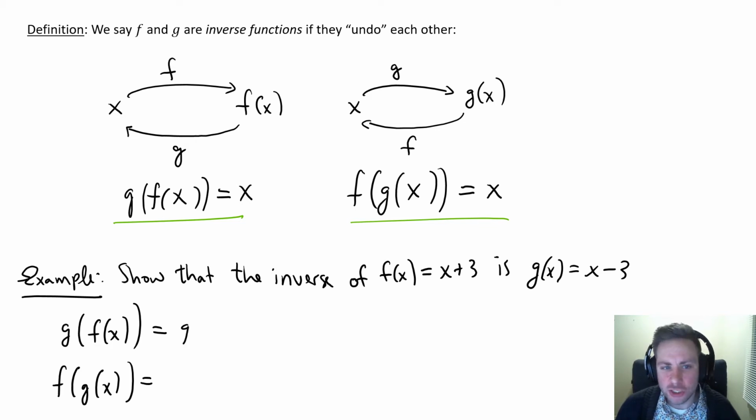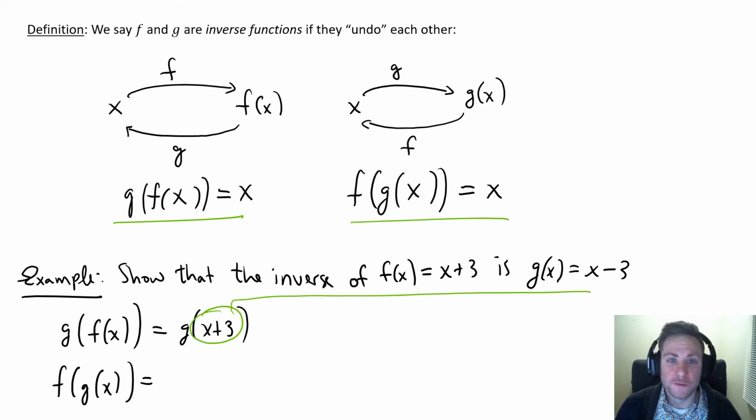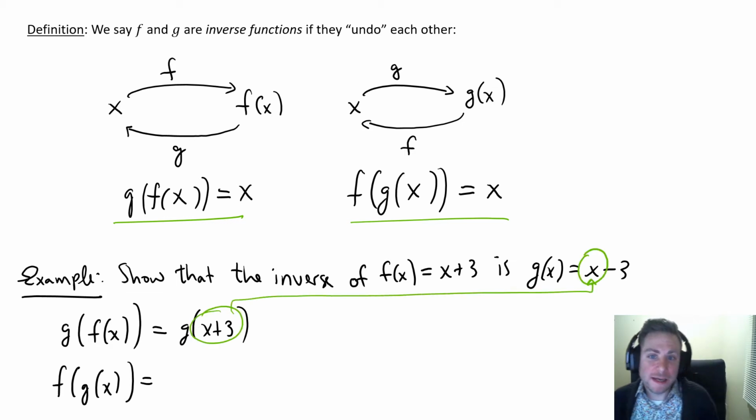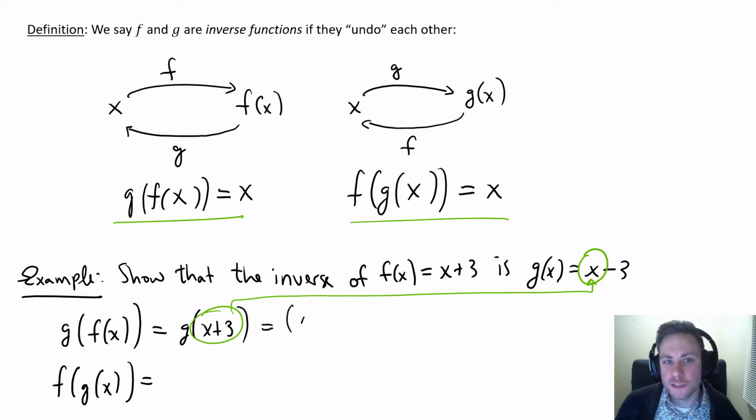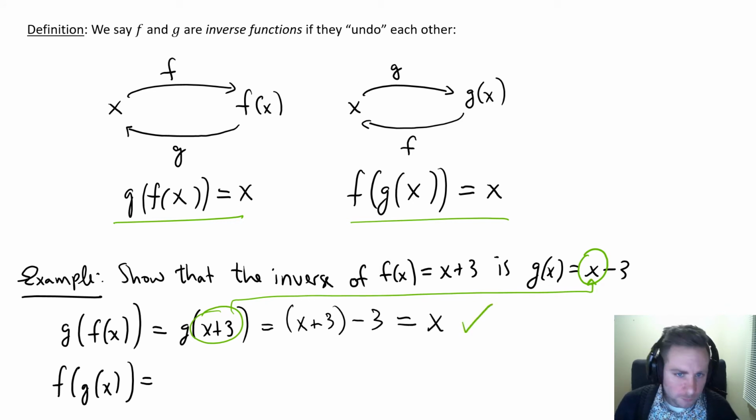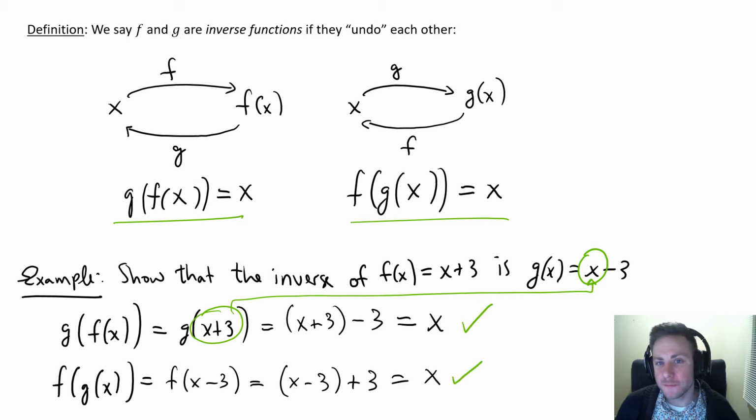We can see that g of f of x would just be another name for g of x plus 3. And that's found by looking at the formula for g and just plugging in x plus 3 wherever we see an x. The result of that would be x plus 3 minus 3, and sure enough, that's just x. Since g of f of x equals x, we've verified the first part of the definition. A similar argument can be used to verify the second part, and you can pause here to check the details if necessary.